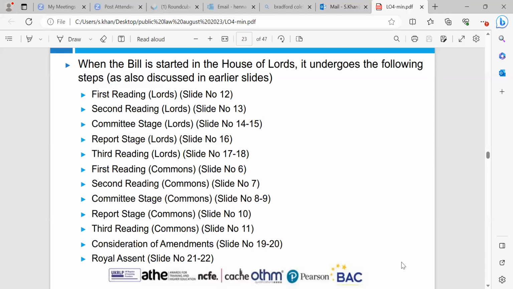First reading at the Commons, which is number 6. Second reading at the Commons, slide number 7. Committee stage, which is the Commons, slide number 8 to 9. Report stage Commons, slide number 10. Third reading Commons, slide number 11, and consideration of any amendments, slide number 19 to 20, and then royal assent.